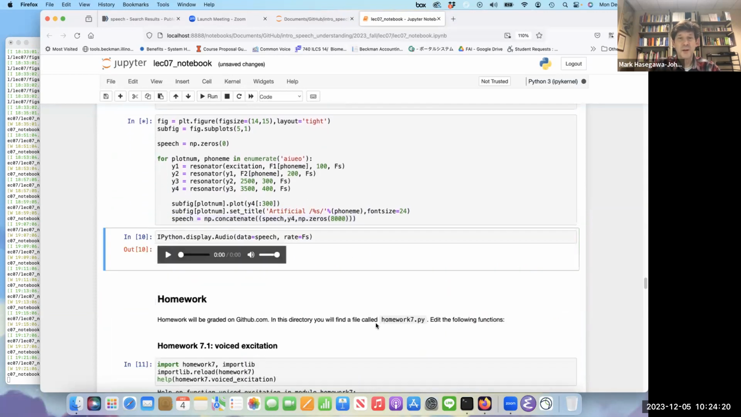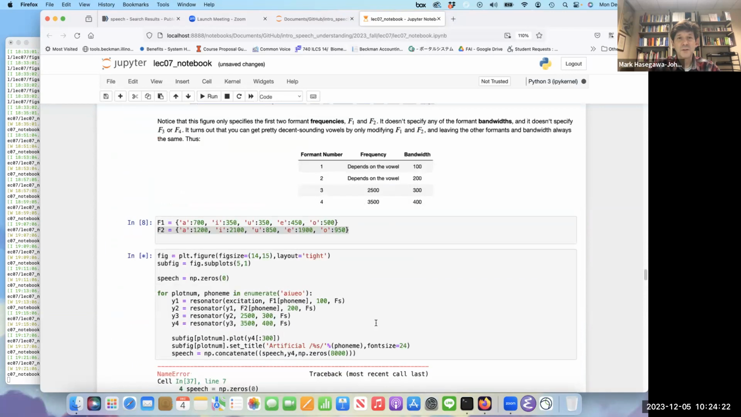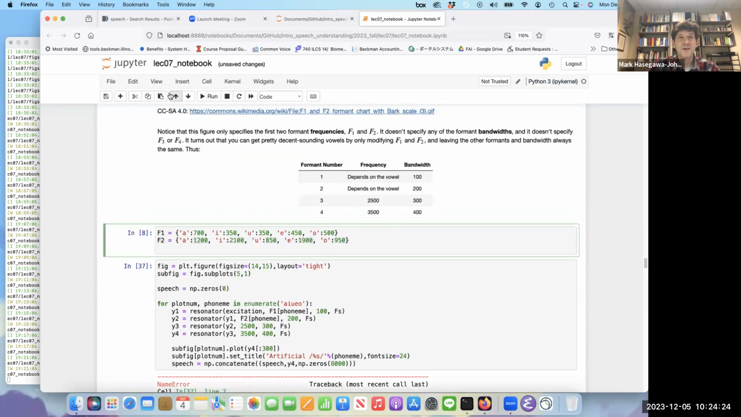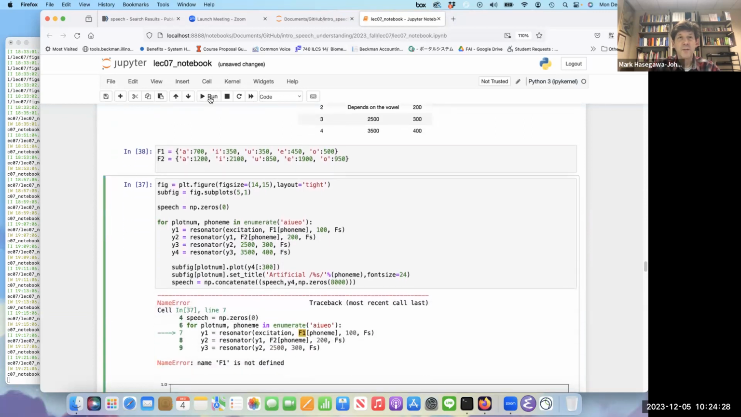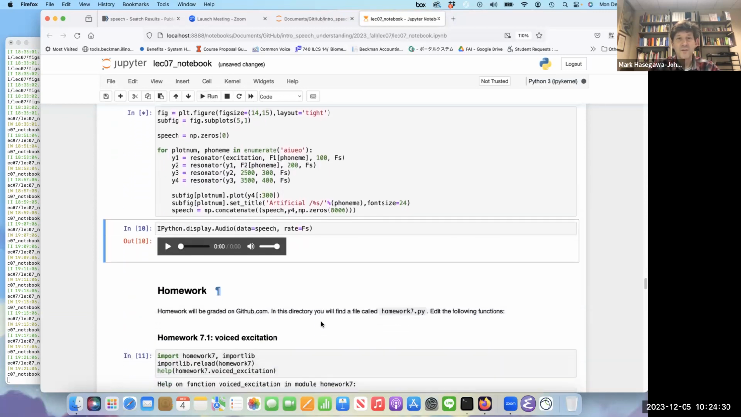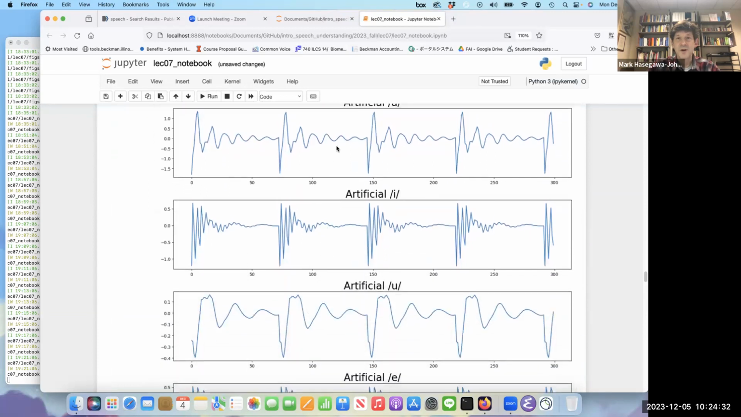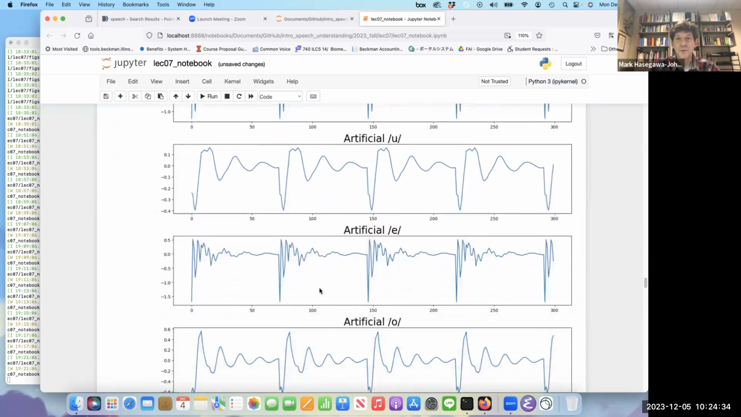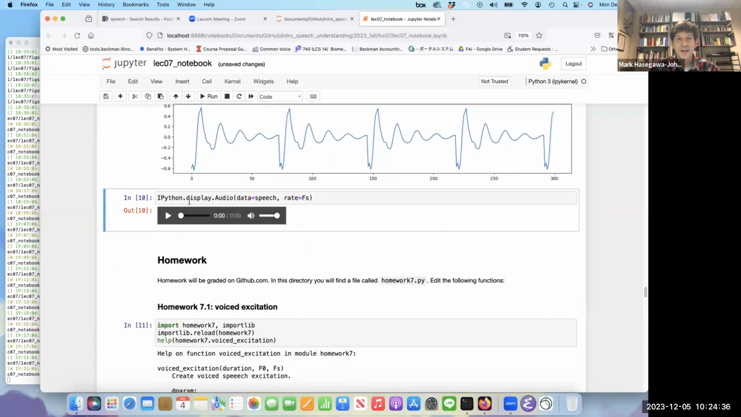So first of all, I can run this, I need to define the dictionaries for the vowels. And then I'm going to run the resonator in order to plot all of the vowels. And here's the artificial A, E, I, O, U. And then we can listen to it. We can play back the speech.